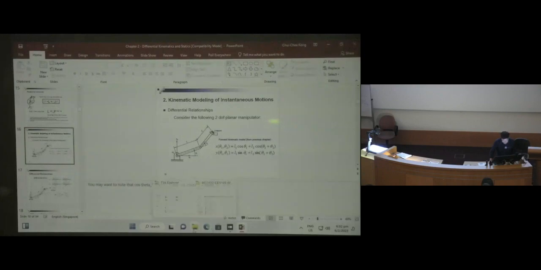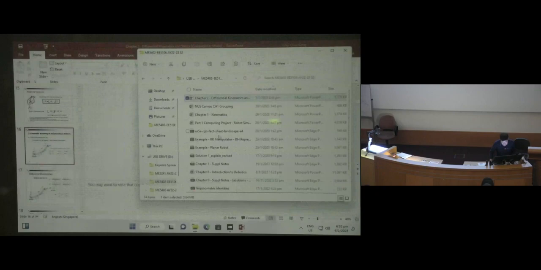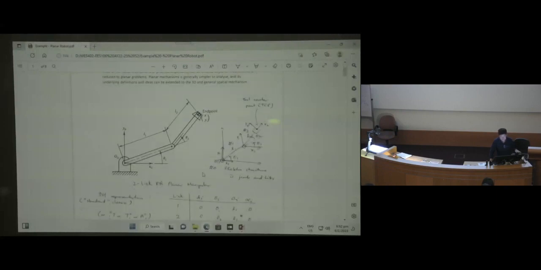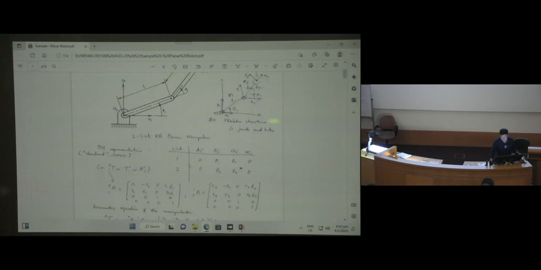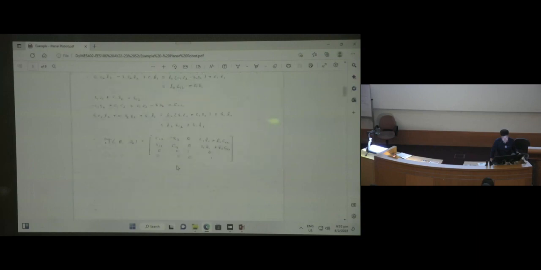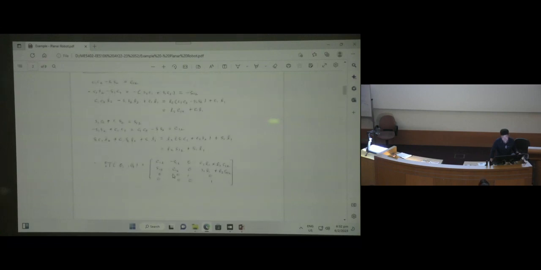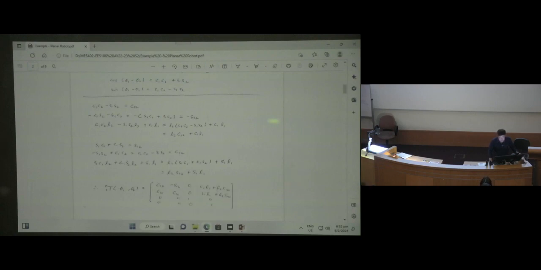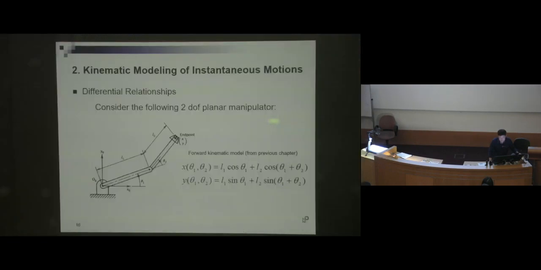We can do a quick revision. This is the two-link RR planar manipulator. You establish the DH notations, and from the DH notation you can establish the forward kinematics. With the forward kinematics, you can observe that x and y are essentially equal to these two. So this is the rotation, and this is the xy, which I am pulling out here.